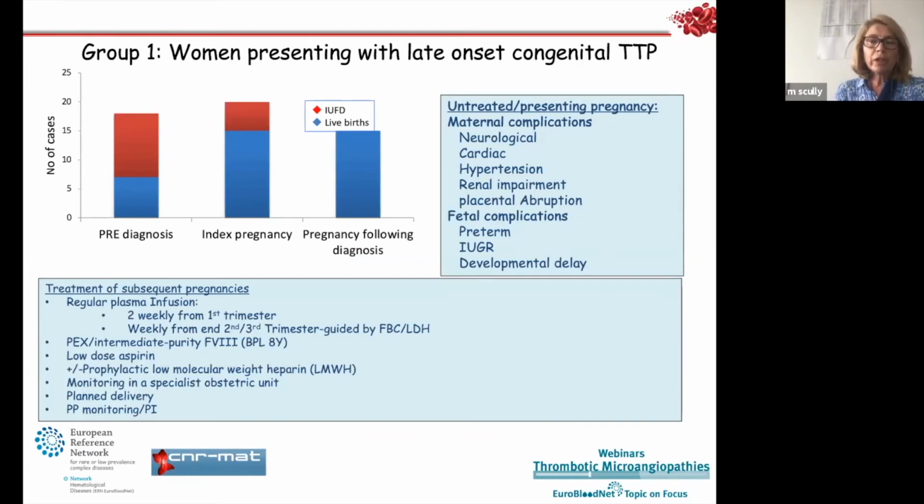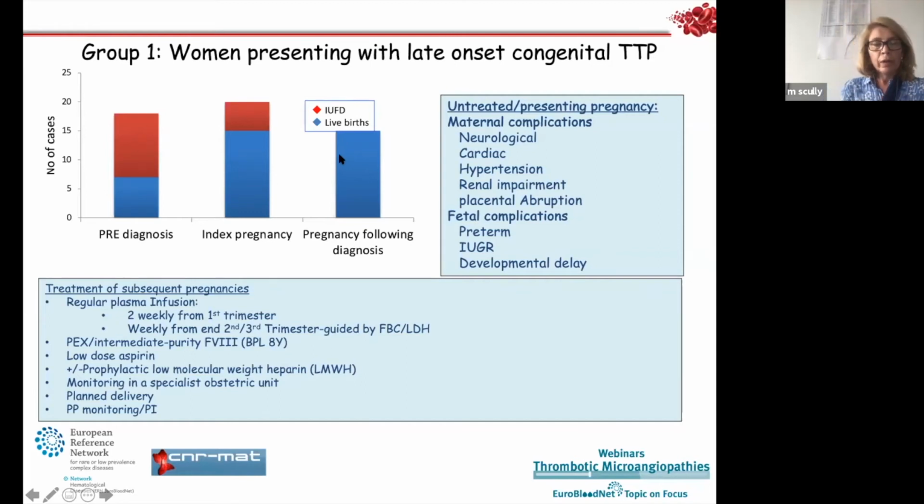In the untreated or presenting pregnancy, there are numerous maternal complications. That can be neurological, cardiac, hypertension, renal impairment, and placental abruption. And for the fetus, we have problems with preterm births, growth restriction, and developmental delay on delivery. You can see within this diagram, for those women presenting with late onset congenital TTP in pregnancy, this was the death rate associated with in utero fetal deaths before they were diagnosed. It was reduced in the index pregnancy, but subsequent pregnancies were not associated with in utero fetal death.